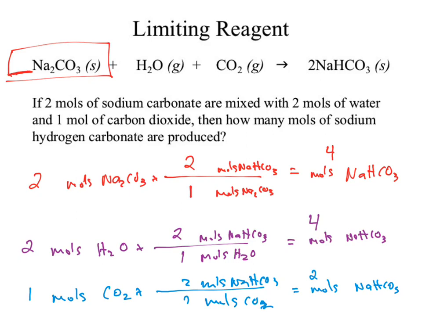Ultimately, what we're doing is we're taking all of the numbers that we were given with different units, and what did we do to all of those numbers? What did we do with the numbers? I took 2 moles of sodium carbonate and turned it into 4 moles sodium hydrogen carbonate. I took 2 moles of water and I turned it into moles of sodium hydrogen carbonate. 1 mole of CO2 and I turned it into 2 moles of sodium hydrogen carbonate. What did I do in that whole process? I converted the numbers into a unit that was the same. Why would I convert them into a unit that's the same?